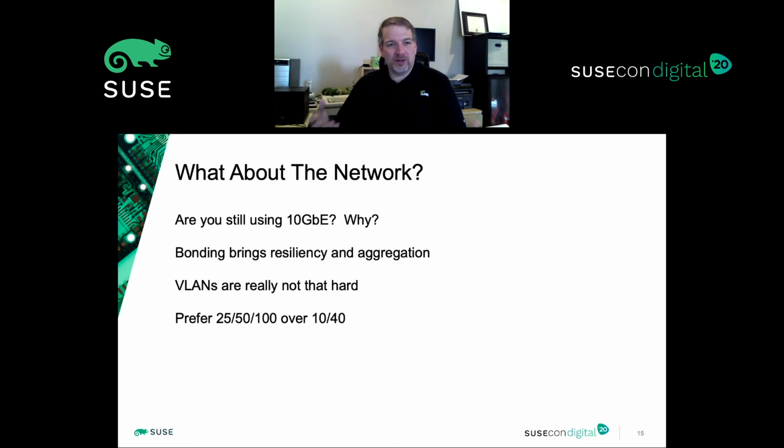Now, I like to bond multiples together. That brings me resiliency and aggregate bandwidth. Now, a single client connection is still only going to be limited to a single 25 gig channel, right? But if I have 100 hosts, they're going to be able to balance across those 4 interfaces, say that's what I've got in my bond, to have the full aggregate throughput. And that's assuming you do things like jumbo frames and a few other things.